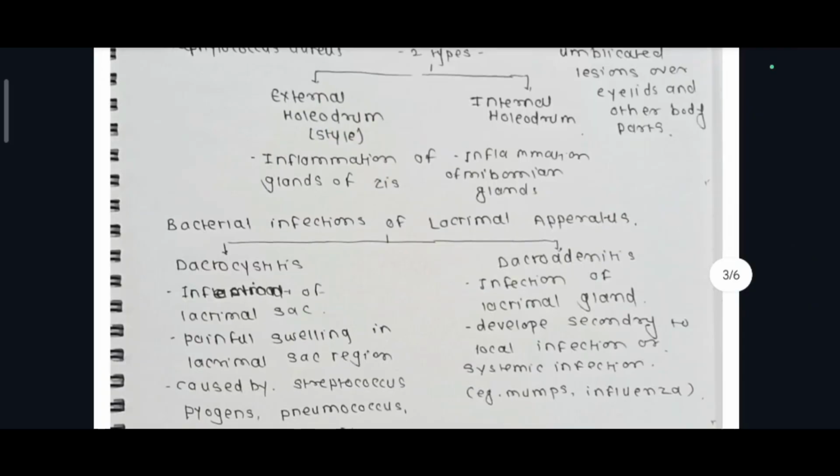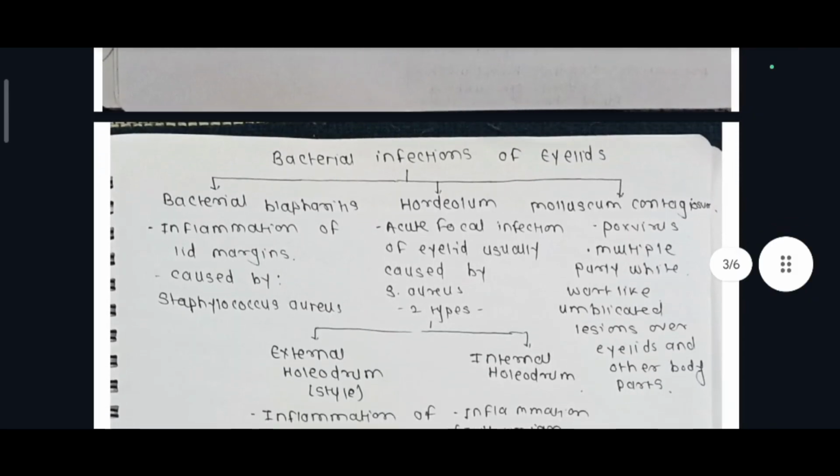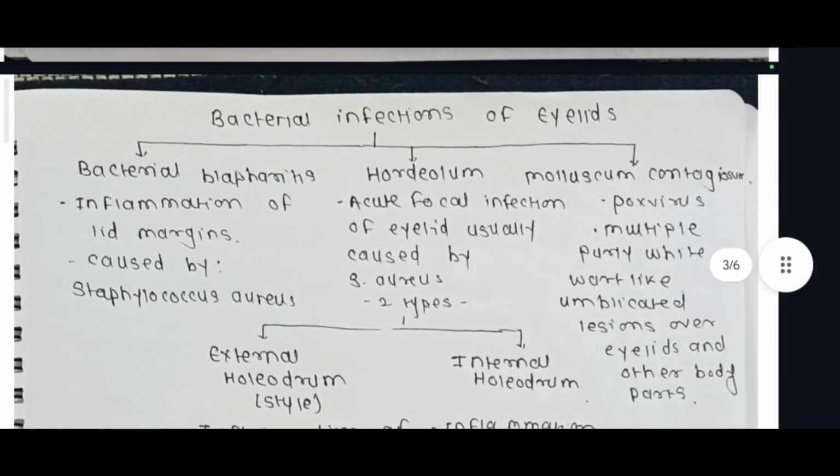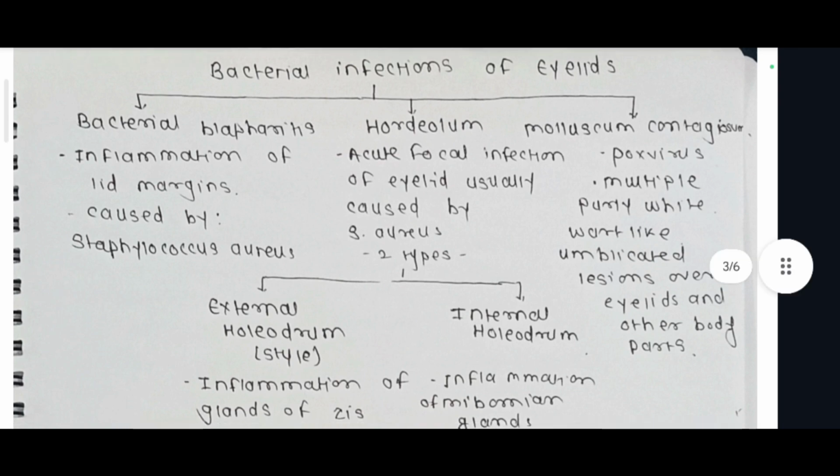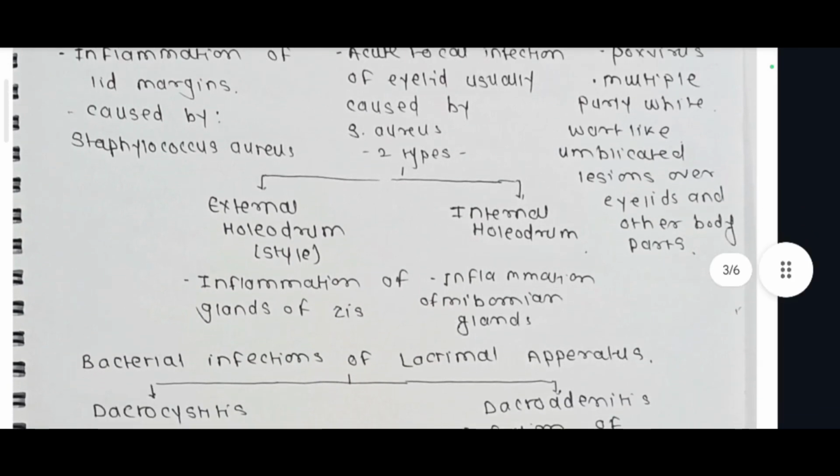hordeolum, the third category of bacterial infection of the eyelid is molluscum contagiosum. Molluscum contagiosum is a pox virus infection in which multiple pearly white wart-like umbilicated lesions are present over the eyelids and other body parts.